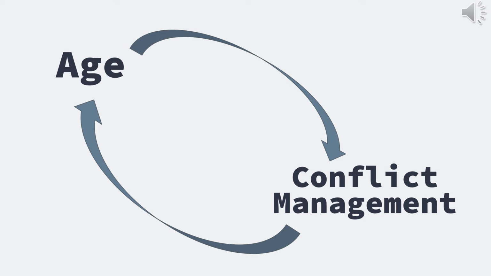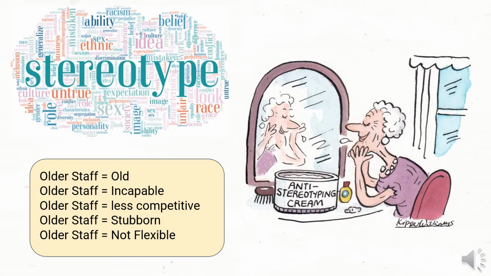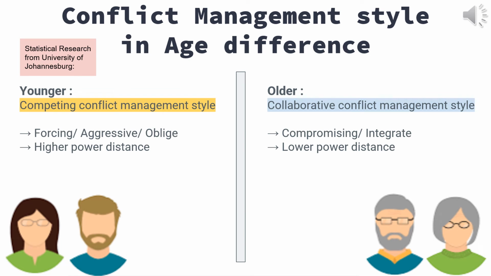And age matters in conflict management as well, so this part will be explaining about it. As we all know, in real world, old people often being stereotyped as old, incapable, less competitive, stubborn, and not being flexible, in opposed to youth being creative and also open-minded. But when it comes to conflict management, a research from University of Johannesburg shows older people tended to use collaborative instead of competing conflict management, which is to compromise and integrate under lower power distance circumstances, but not using an aggressive or forcing method in dealing with conflict.